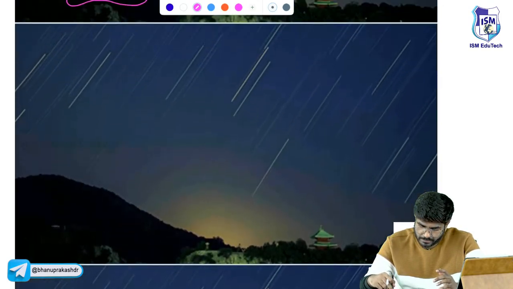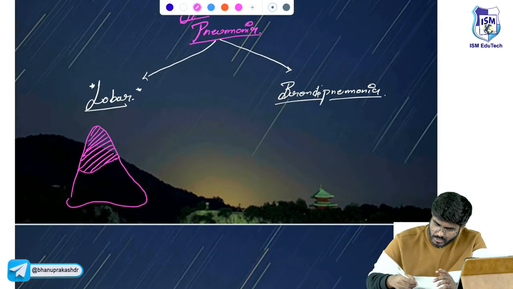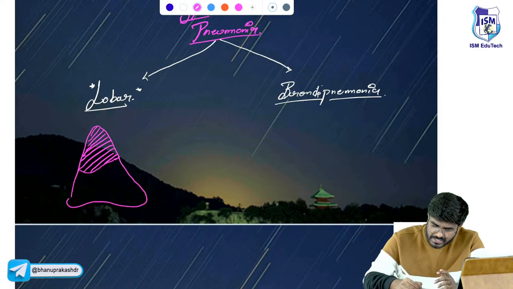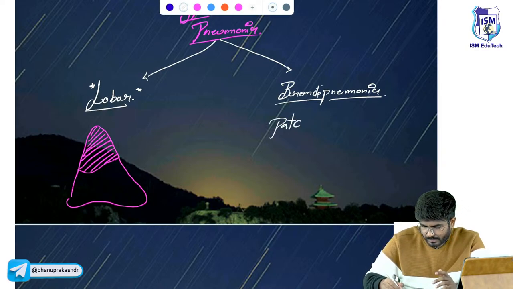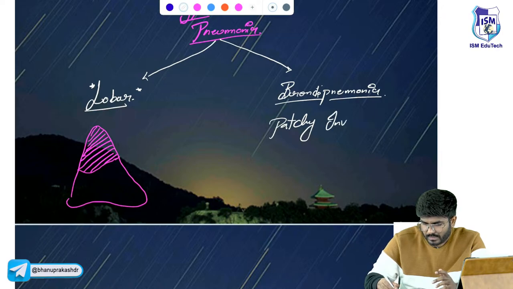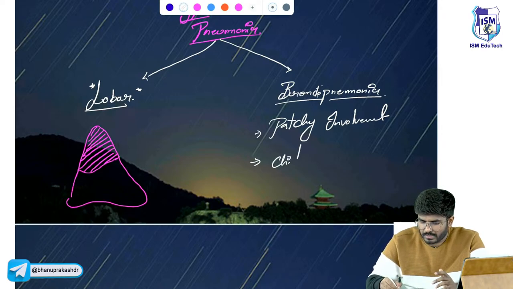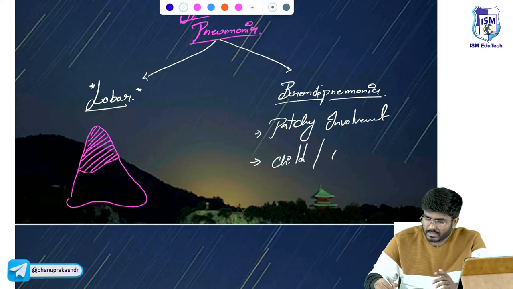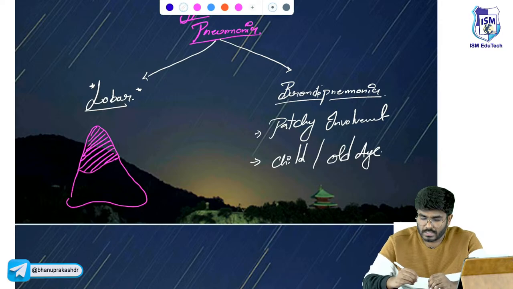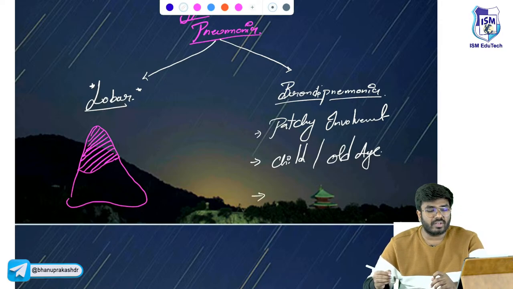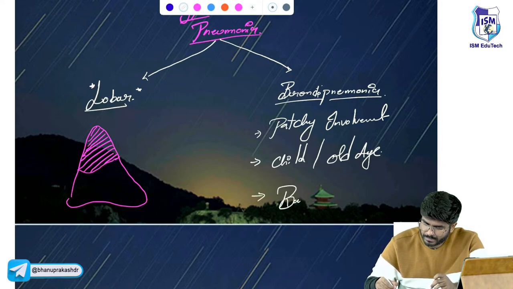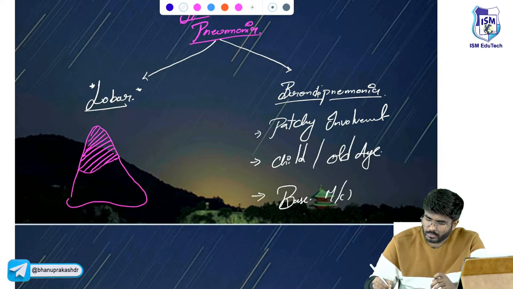Okay, let me write here. Lobar pneumonia. Bronchopneumonia is patchy involvement. Who is going to be affected? Either children or old age. Which part of the lung is most commonly affected? It's the base of the lungs. The base is most commonly affected.